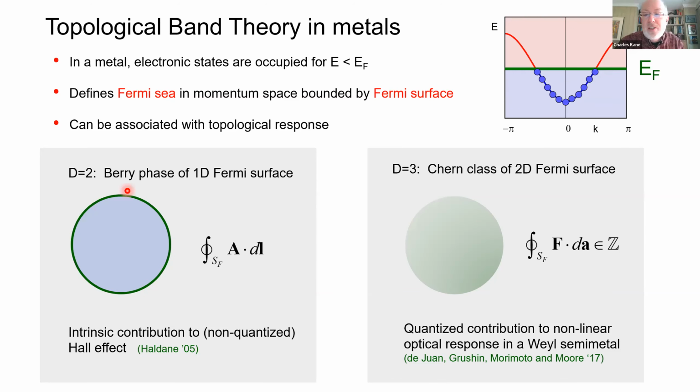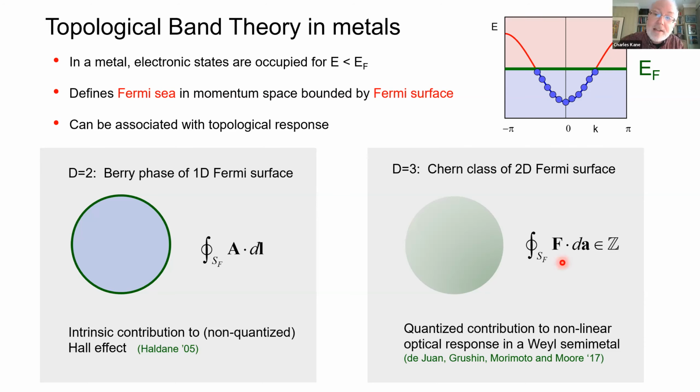Now, of course, things are more complicated. If you have disorder, then there are other contributions to the Hall effect as well. But there is an intrinsic piece which measures the Berry phase going around the Fermi surface. In three dimensions, there's a similar thing. You have a Fermi surface, which is a two-dimensional surface, which has a Chern number.